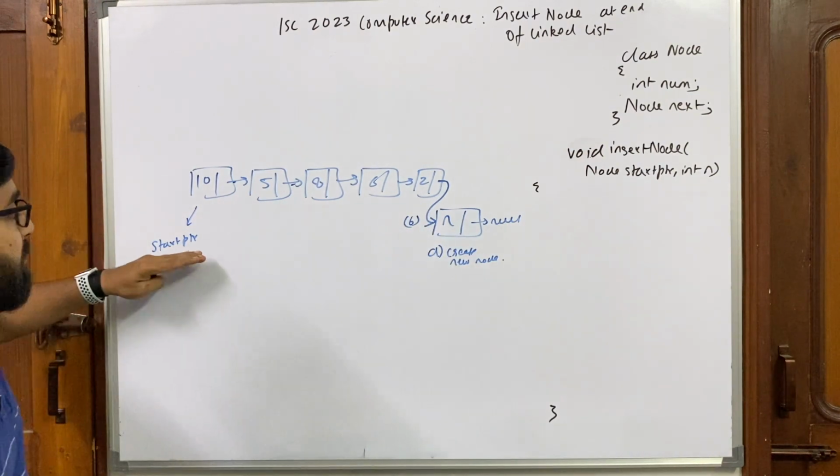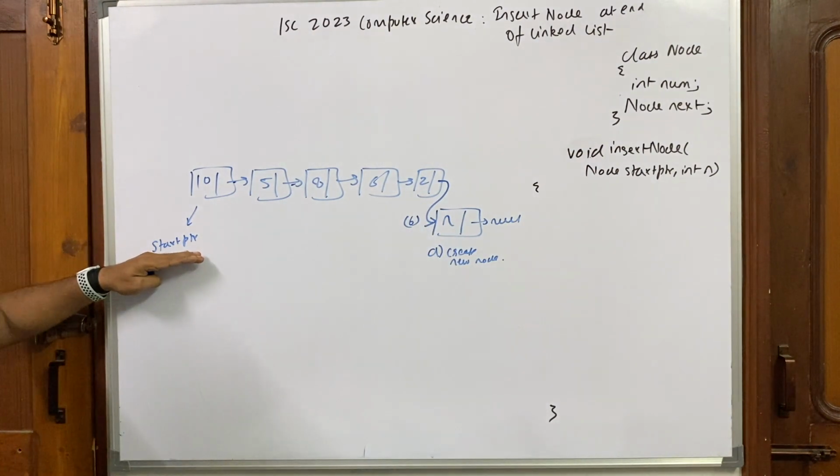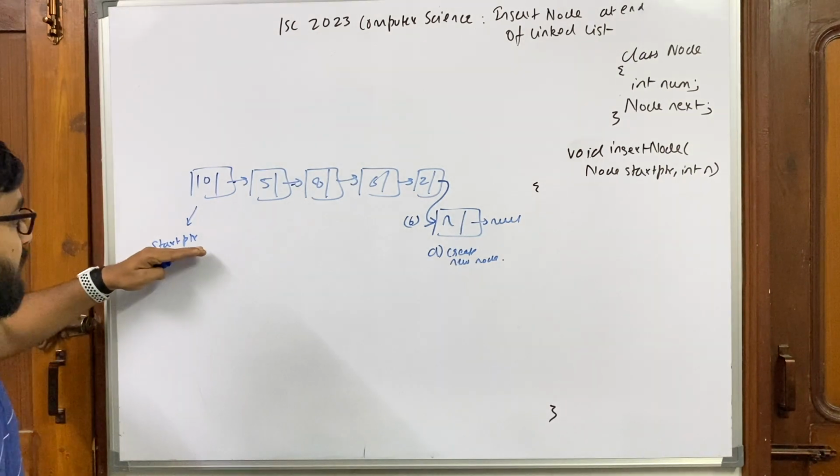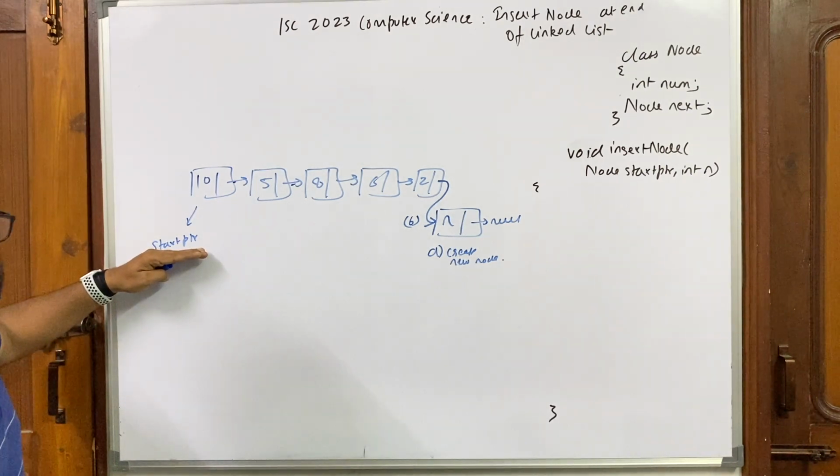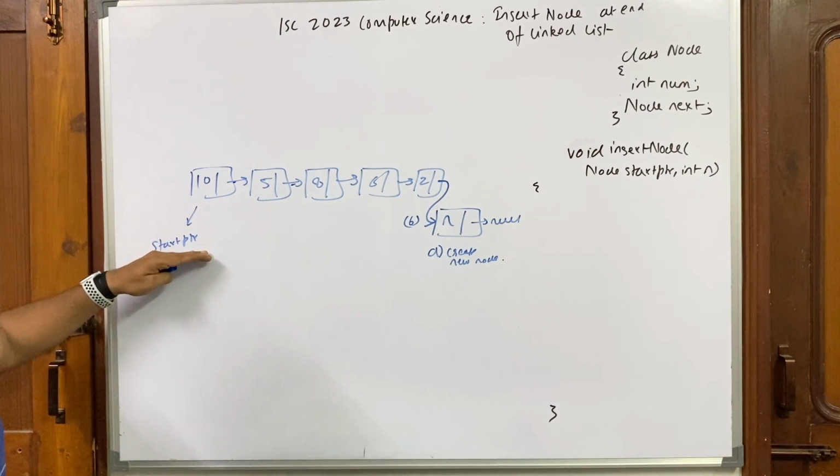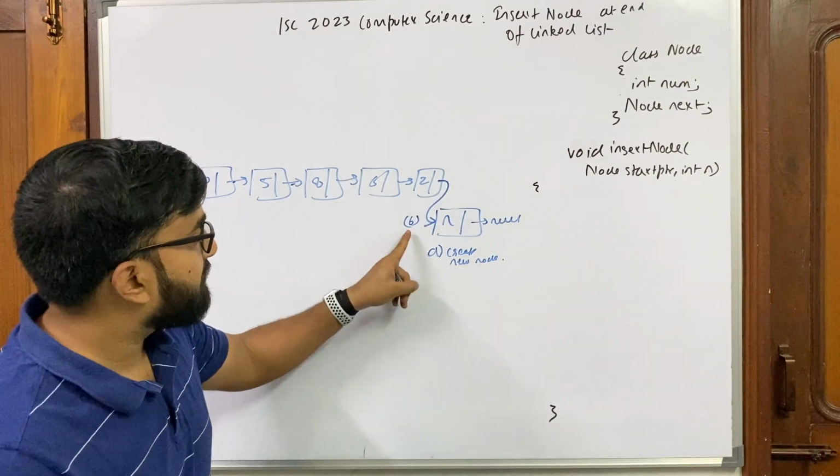And head remains the same. It does not change. It stays where it was. So I'm taking care of this start pointer, which is the head of the linked list, because this is what defines the linked list. This defines the first node, and this is very important. So we need to code these two steps in a solution.